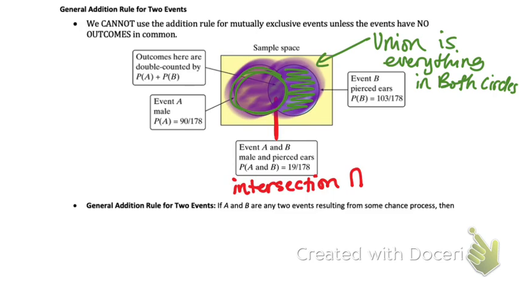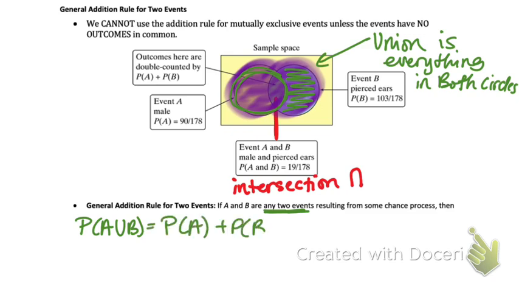All right, you guys, the general addition rule for two events. If A and B are any two events, regardless of if they are mutually exclusive or not, then the probability of A or B is the probability of A plus the probability of B minus the probability of the overlap that gets counted twice.